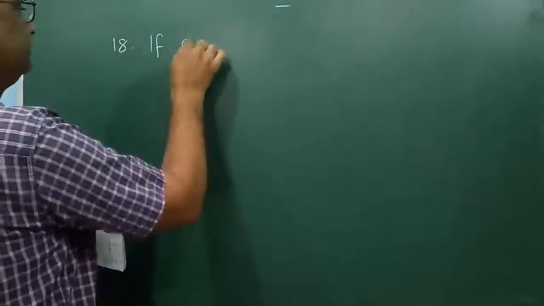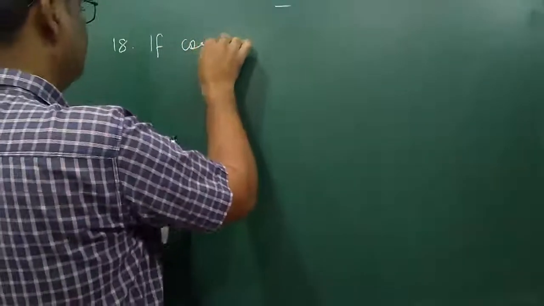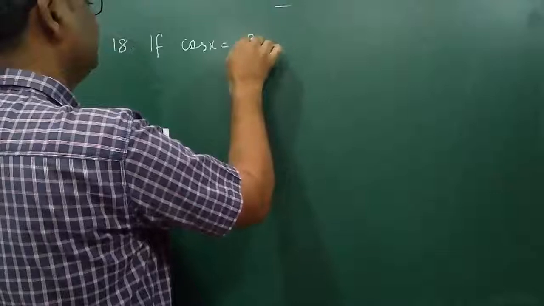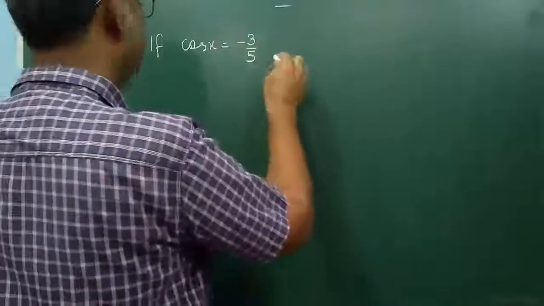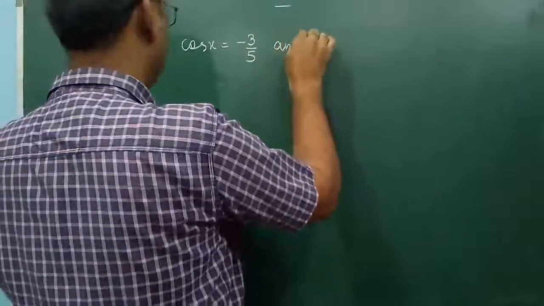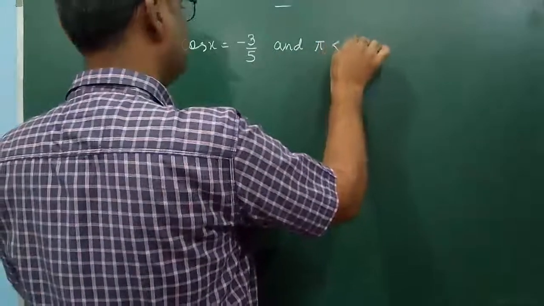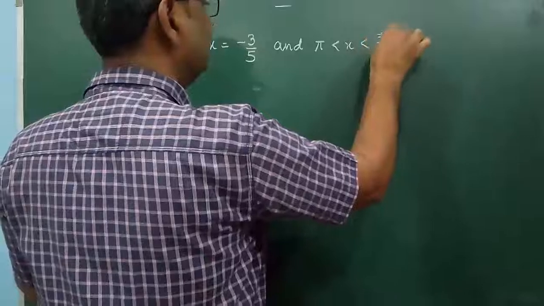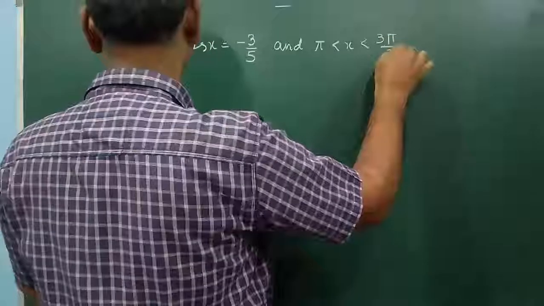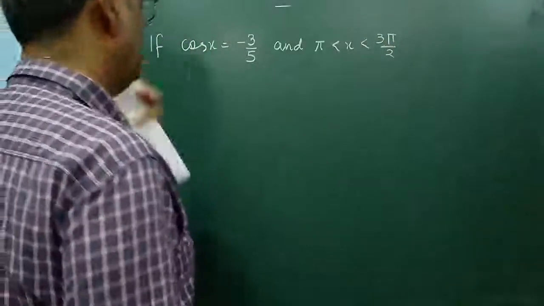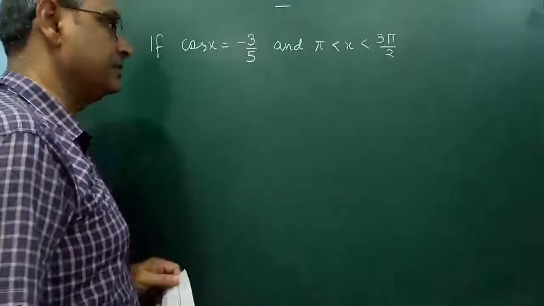If cos x is 3 upon 5 and pi is less than x is less than 3 pi by 2, find the value of other trigonometric functions.